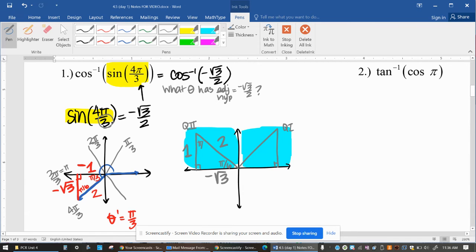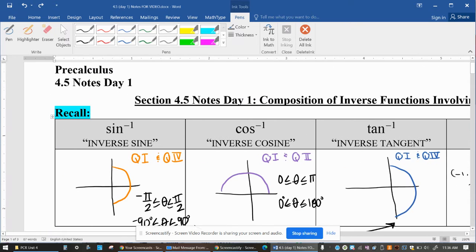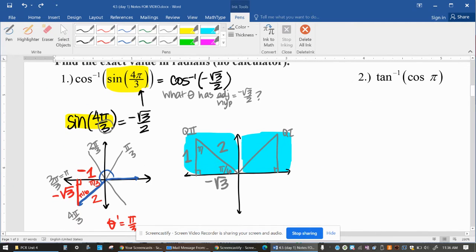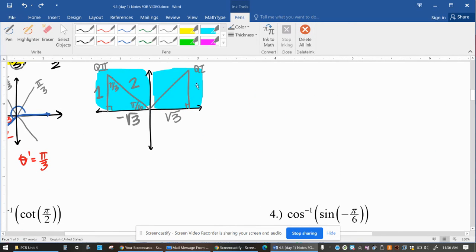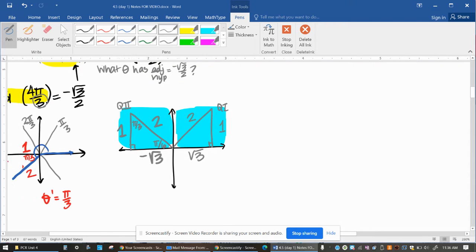Oopsies. I just realized I put pi over 6 when it should have been pi over 3 for 60 degrees, right? Our brains just tend to do that, associate things. So we think pi over 6 is 60. Nope, pi over 6 is 30 degrees. Now, if I had set it up in quadrant 1, the root 3 would have been positive, and that's not what I'm looking for. I needed the ratio to be negative root 3 over 2.